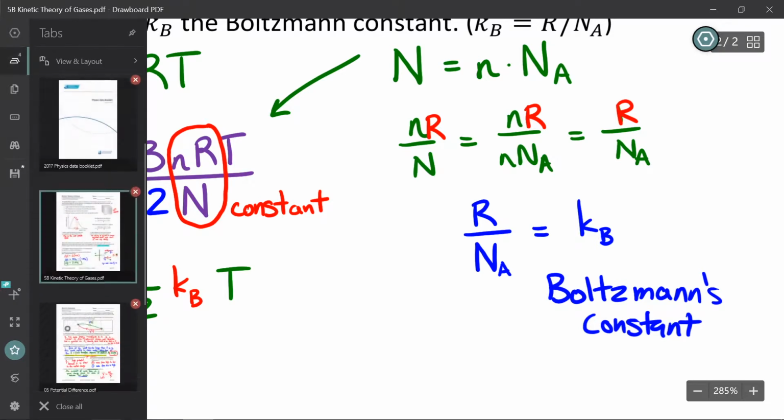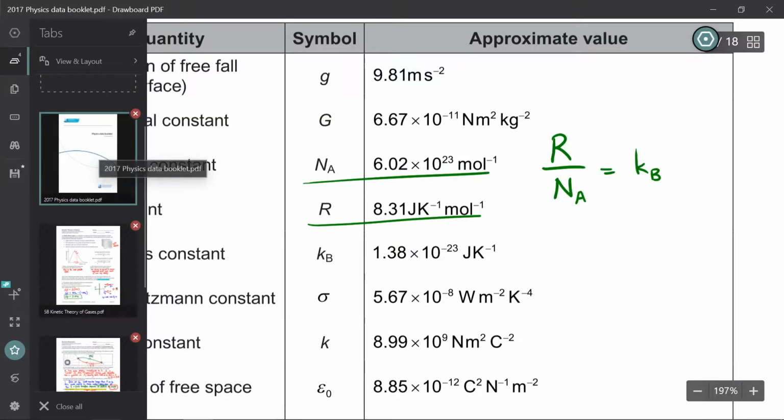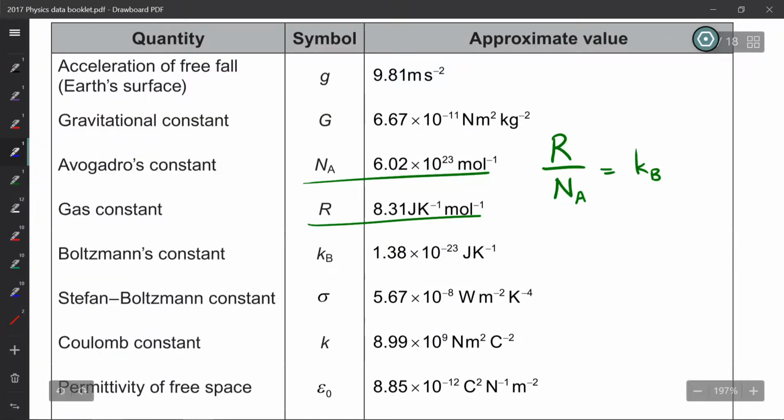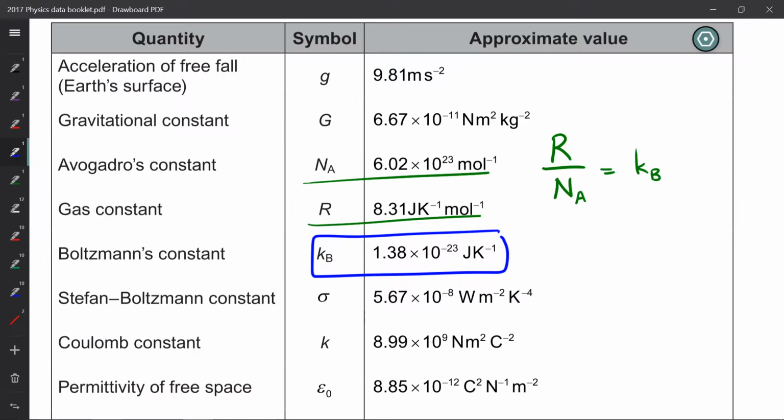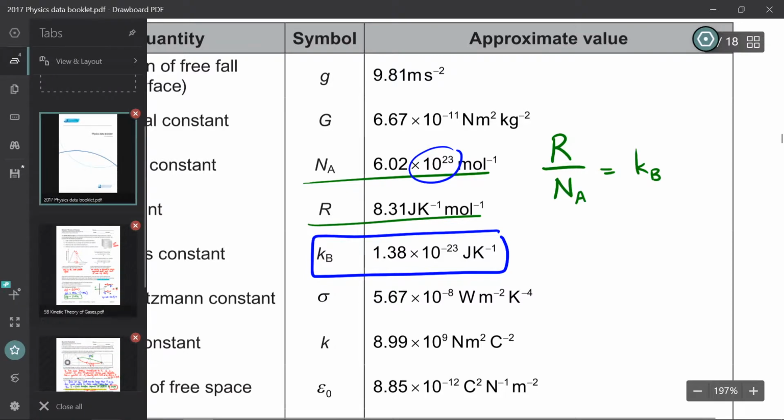If you want to know the value of Boltzmann's constant, you can look it up in the data booklet for IB Physics. It's right here. Basically, the way you get the Boltzmann constant is you take the gas constant, 8.31, and divide by 6.02 times 10 to the 23rd. That makes sense of why it's 10 to the negative 23rd: we took this number and divided it by 10 to the 23rd, so it became a very small number. And so Boltzmann's constant is 1.38 times 10 to the negative 23rd.